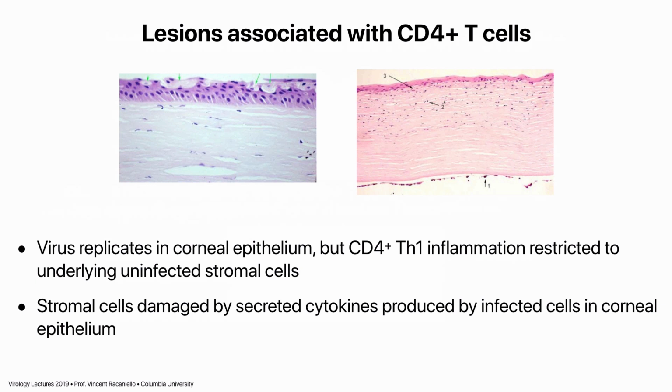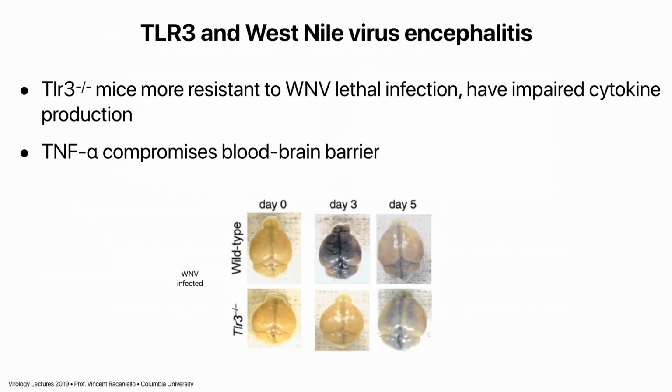It's the same on the right here. The epithelium is at the top, and the inflamed stroma on the bottom. There's no virus in this corneal stroma, but there are cytokines and Th1 CD4 cells, and that's causing the damage. So, nice example of immunopathology.